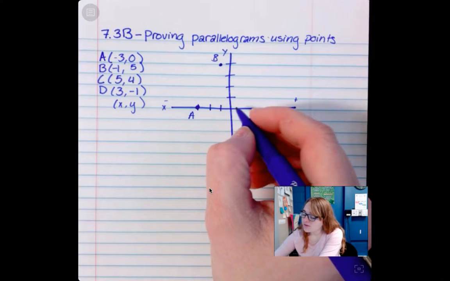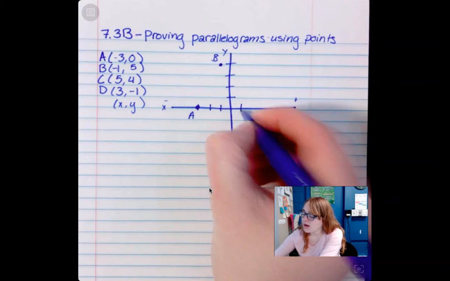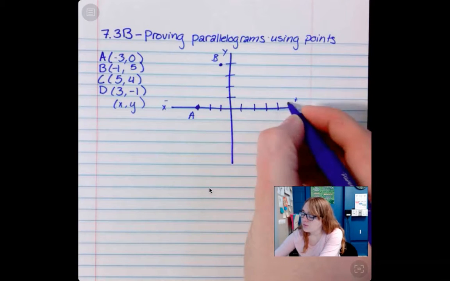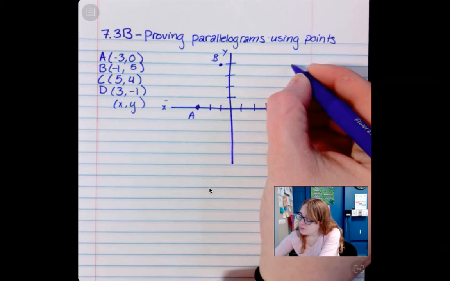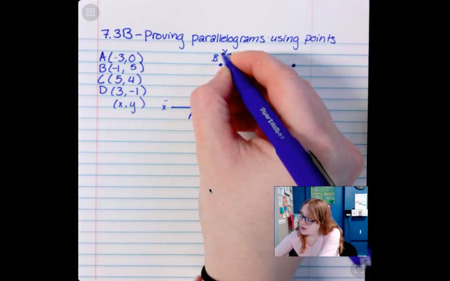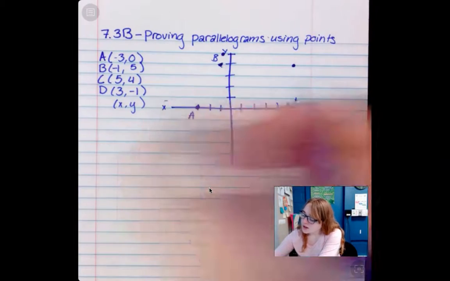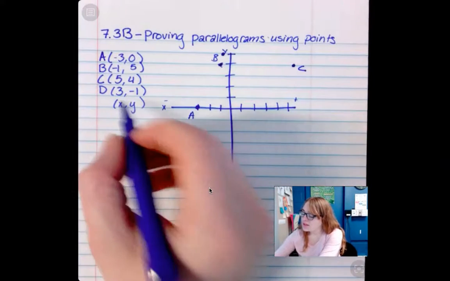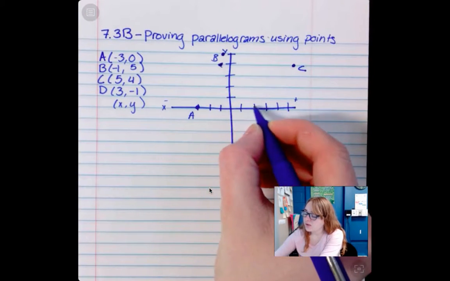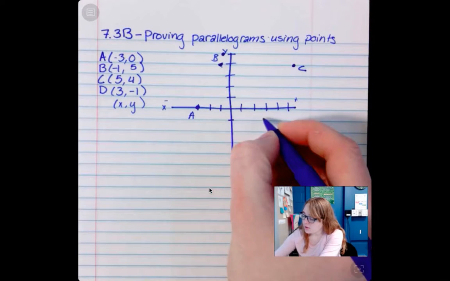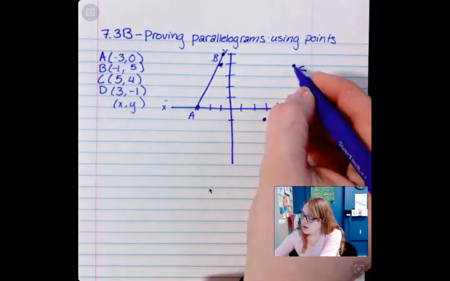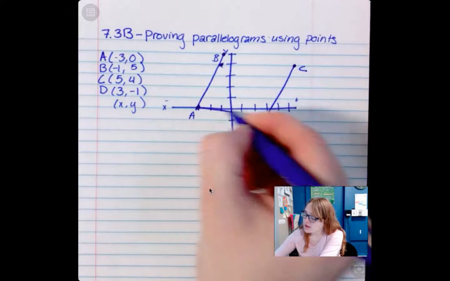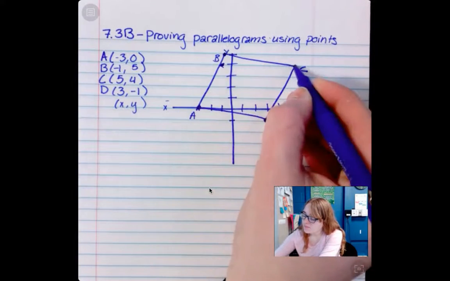Point C is at +5, +4, so we're going to move from the origin right 5 units, 1, 2, 3, 4, 5. So over 5, up 4. I put this B too low. Here we go. That's our point C. And then D is +3, -1. So over to the right 3, and then down 1. And that is our point D. We're going to connect all of these points and make a shape that could be a parallelogram.